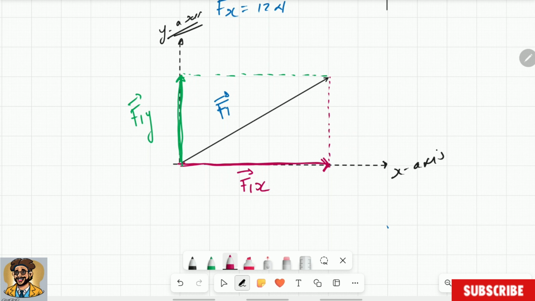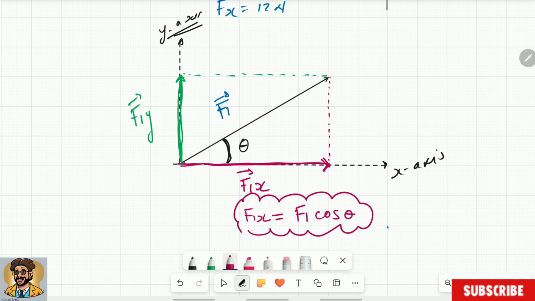Okay, so now we go once more to trigonometry. If we have this angle here, then we may calculate algebraically F1 in x and F1 in y, isn't it? So how will we calculate F1 in x? This one is the adjacent side, so it's cosine. So F1 in x is going to be equal to F1, which is the hypotenuse, multiplied by the cosine of theta. This is how we calculate the horizontal component of F1.